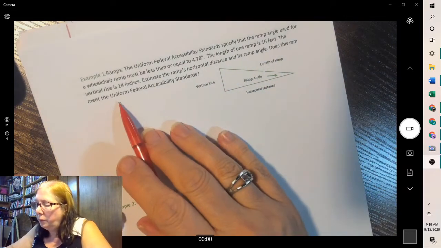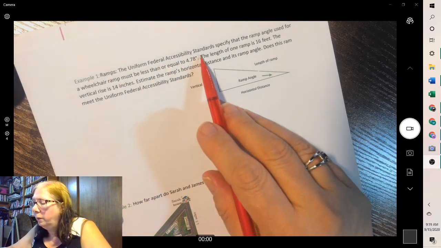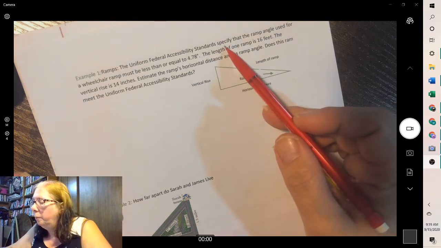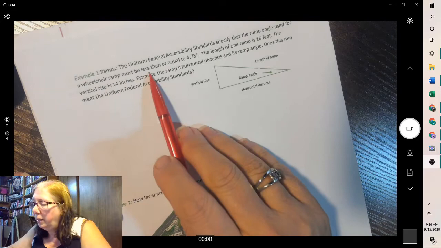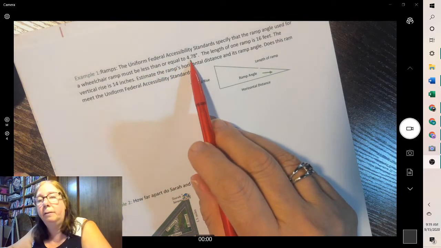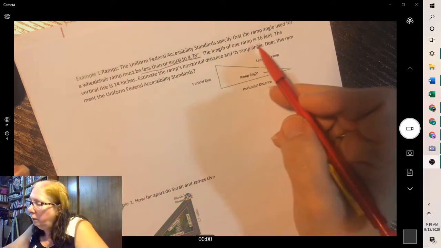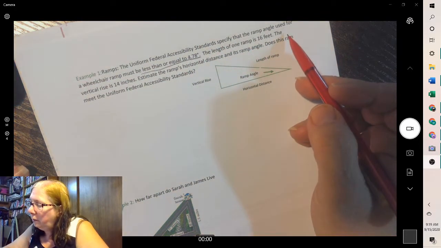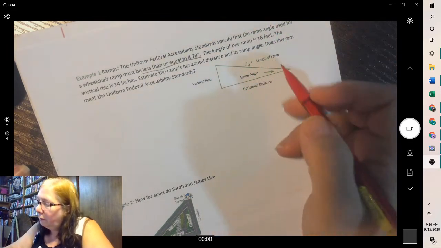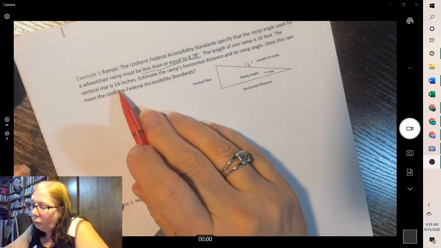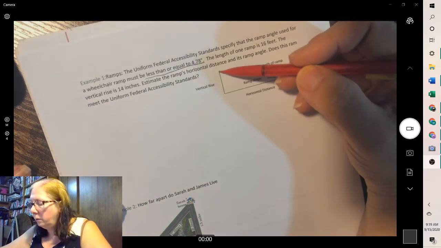So if we look at the first one, ramps, this is about ramps. There's a uniform federal accessibility standard that specifies that the ramp angle used for a wheelchair ramp must be less than or equal to 4.78. The length of one ramp is 16 feet, and this is our length of the ramp, so this is our 16. The vertical rise is 14 inches. When they're talking about the vertical rise, this is the vertical rise.